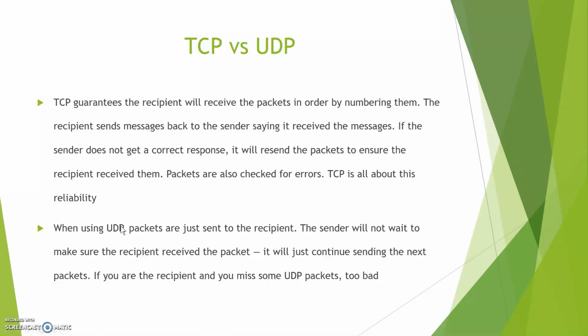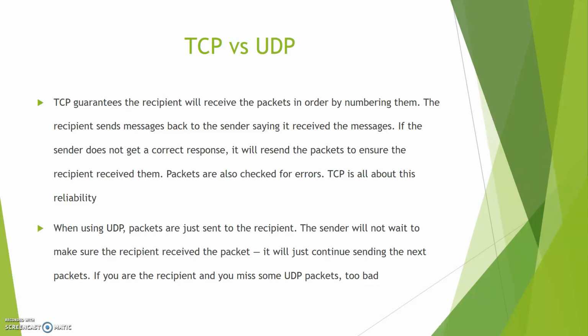So next I want to talk about the difference between TCP and UDP. They are similar as they're both in the transport layer. However, there are some distinct differences. TCP guarantees that the recipient will receive the packets in order by numbering them. And then the recipient sends messages back to the sender saying that it received them. As I talked about earlier, those are acknowledgement packets.